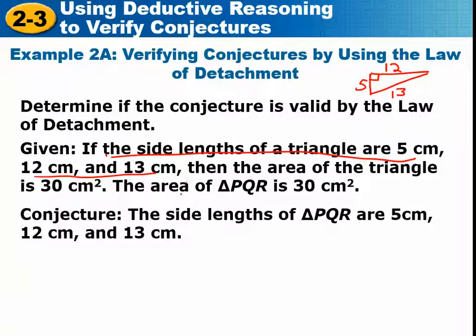But instead, they tell me that the area of a triangle is 30 centimeters squared. If the area is 30 centimeters squared, I could have a different triangle. I could have a triangle that's 5 by 6. Oh no, that would be 30. I need it bigger. 10 by 6, there. And that's not the same then, is it? So this is not valid by the law of detachment because they gave me the wrong part again. They're giving me the conclusion being true instead of the hypothesis being true.